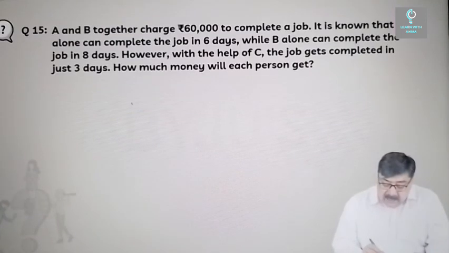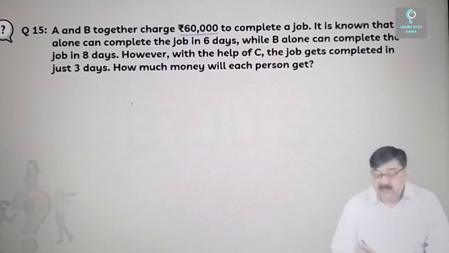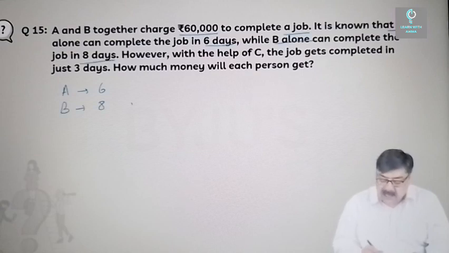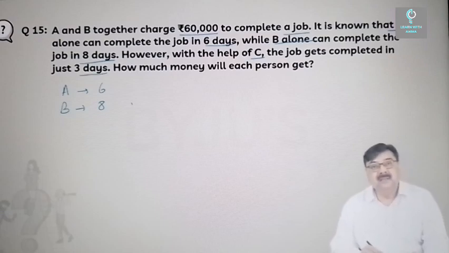Now, A and B together charge rupees 60,000 to complete a job. Now, it is known that A alone can complete the job in 6 days. B alone can complete it in 8 days. However, with the help of C, the job gets completed in just 3 days. How much amount of work has C done?